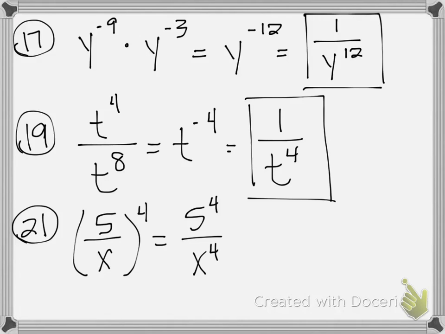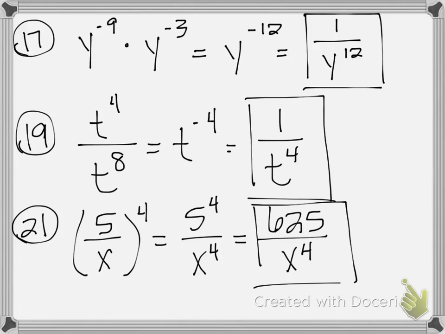Would you agree that that is a number? Yes, it's 5 times 5 times 5 times 5. So it is a number, and you could put that into your calculator and actually calculate that. You can either type in 5 times 5 times 5 times 5, or you can use your exponent key. So you get 625 over x to the 4th. Since it's in parentheses, both the numerator and the denominator get that 4th power, because the whole set of parentheses is getting raised to that power, not just the 5 and not just the x, both parts.